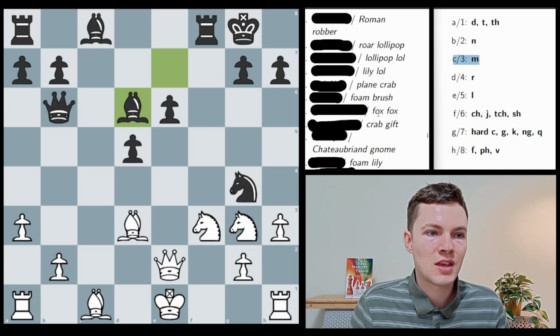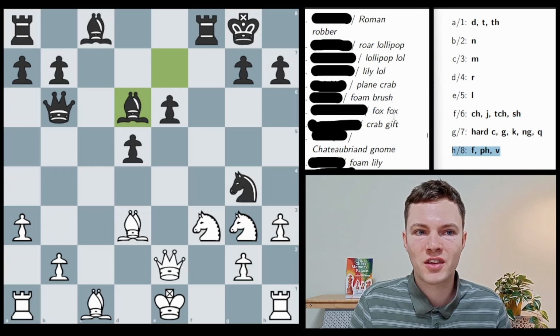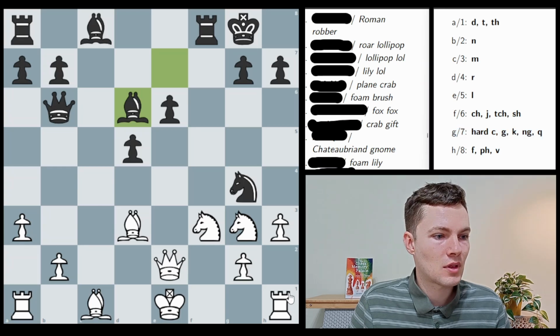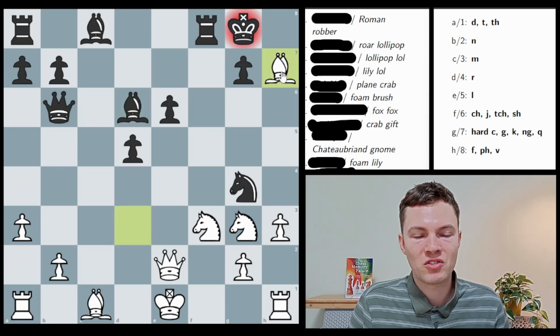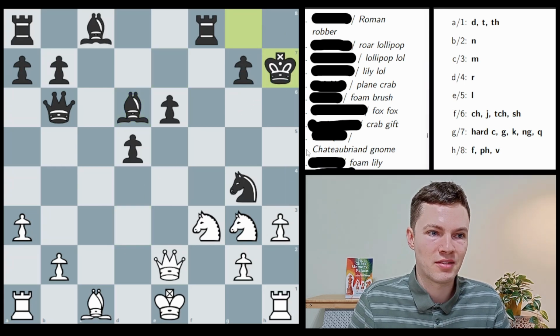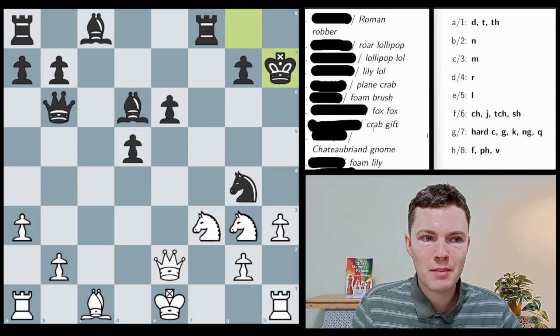So fox is the 8th file, x is a k sound, so it's k, and that is the 7th rank. So we are looking at a capture on h7. So this must be bishop takes, and Black's capture must be king takes. Fox, fox.